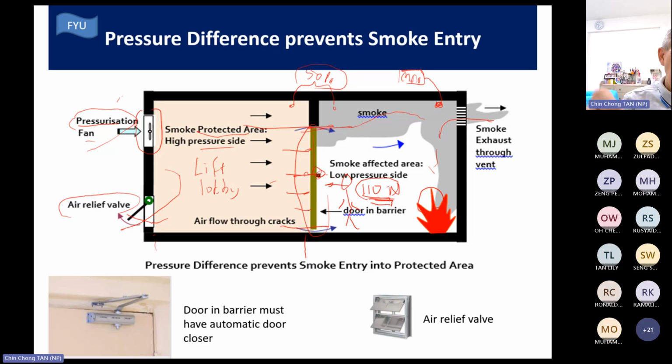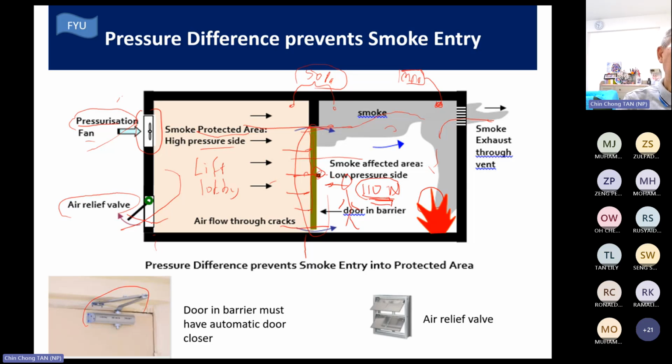So this door must have a door closer. Why have a door closer? So that if there's a fire, the smoke cannot simply march in, because the door is closed. So this is when the FSM must be very vigilant. Sometimes people will just wedge the door. This is not allowed. This is in fact an offense.